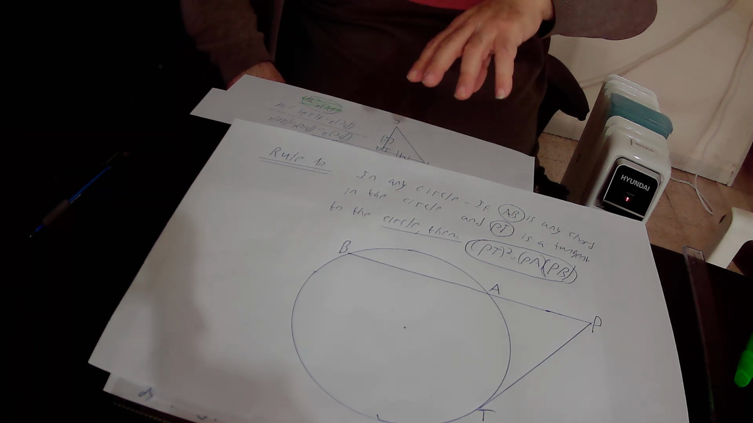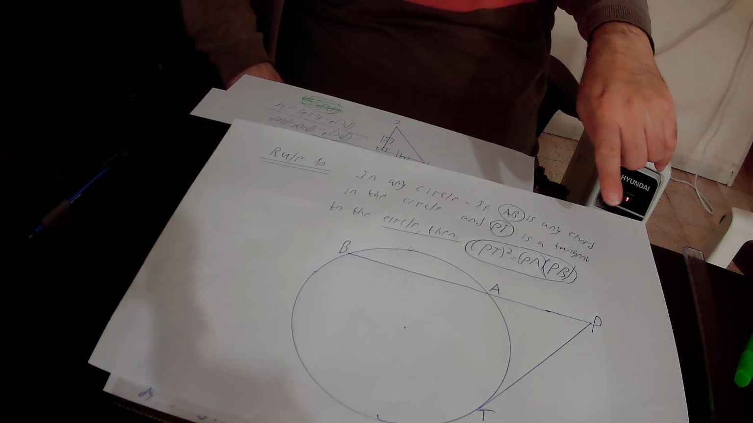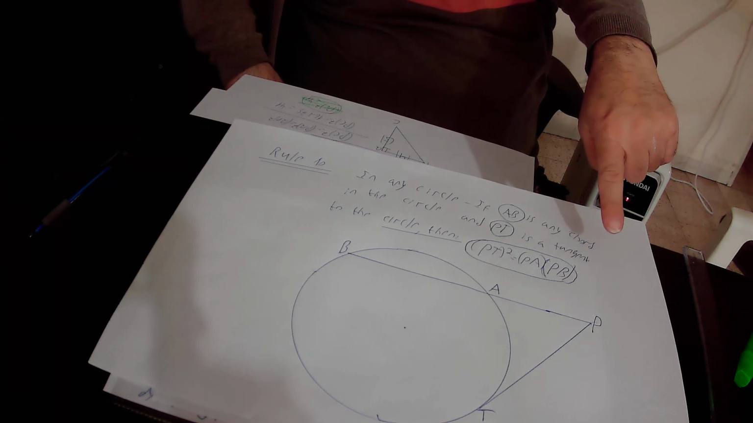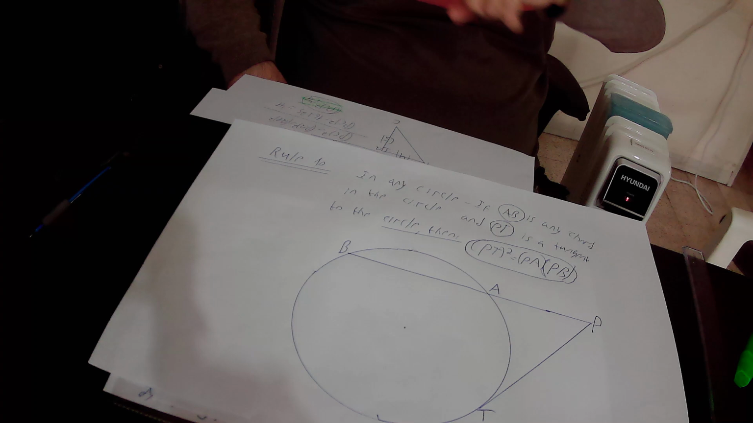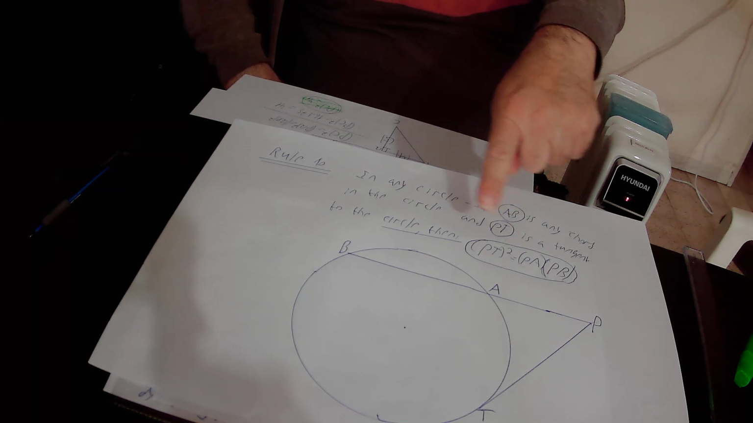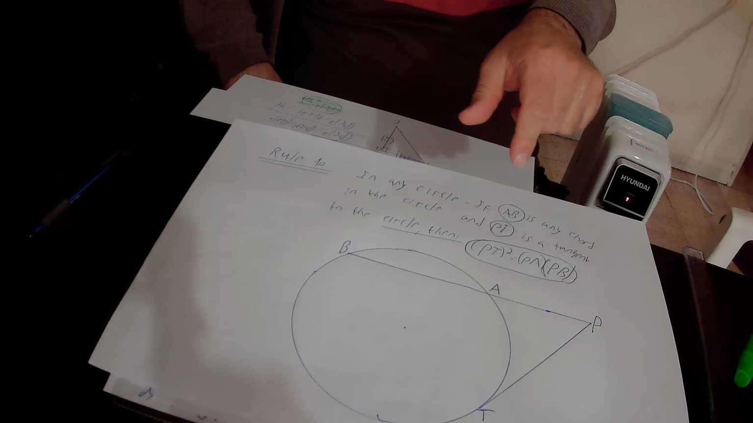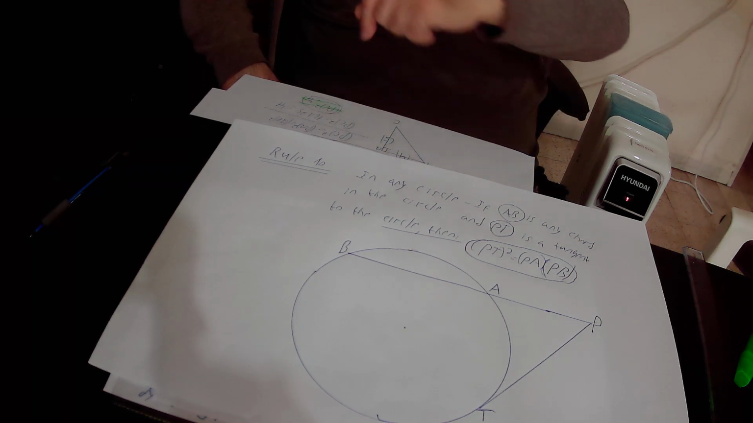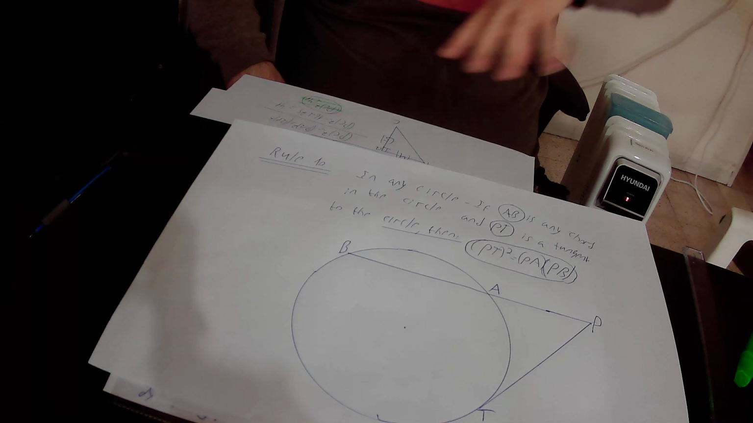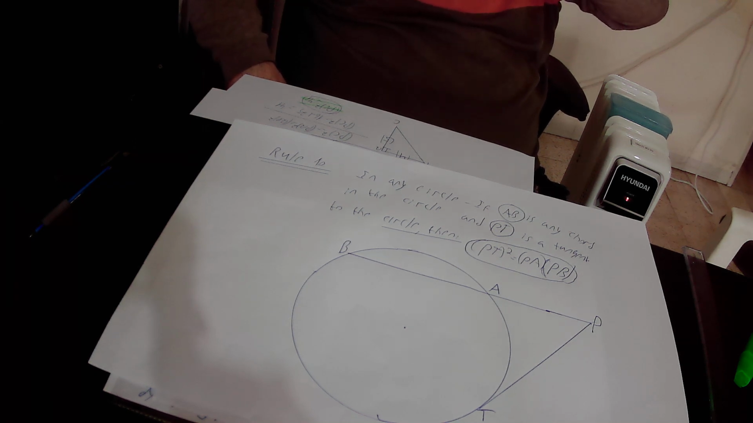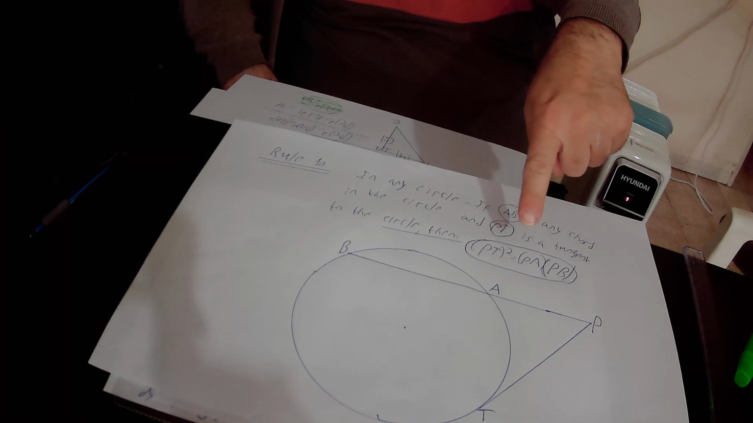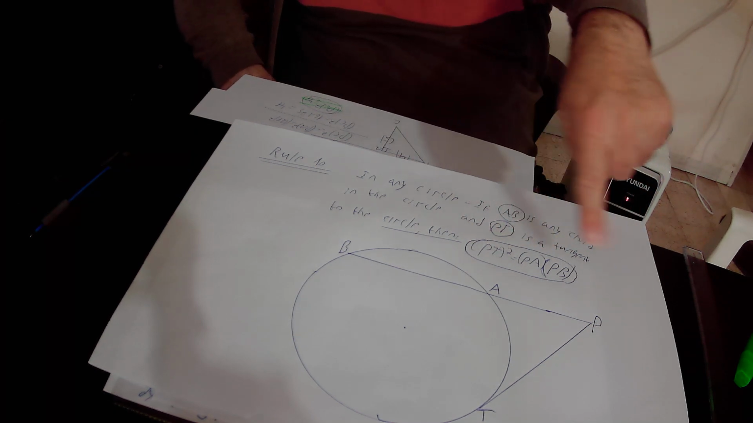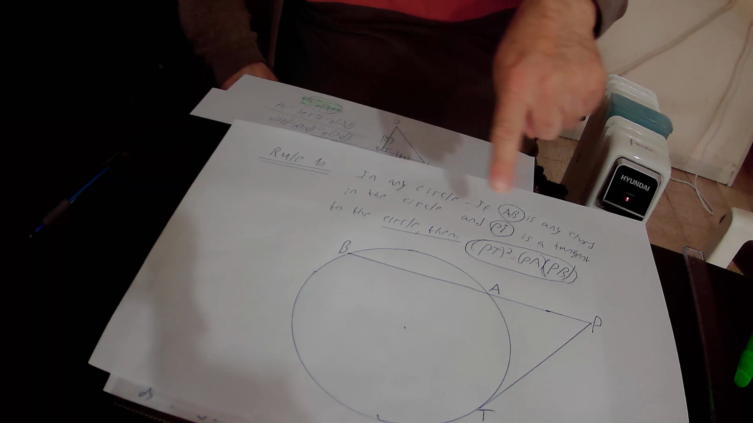Then the following equation is true. Here also we know that line segment PB cuts the circle at points A and B. In this way, chord AB is created. So, according to rule number 10, the following equation is true: PT squared equals PA times PB.